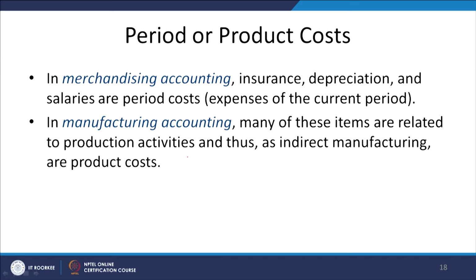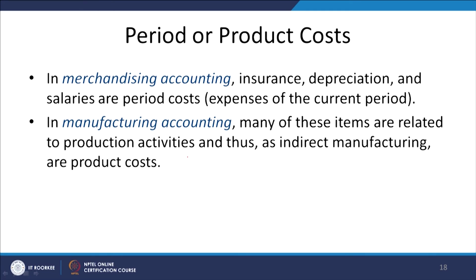So, in merchandising accounting, insurance, depreciation and salaries are considered as period costs, and in manufacturing accounting, many of these items are related to the production activities, and thus as indirect manufacturing costs are the product costs. So, in both, merchandising means trading organizations which buy the ready-made products and sell them in the market, the fixed cost is in terms of insurance, depreciation and salaries.